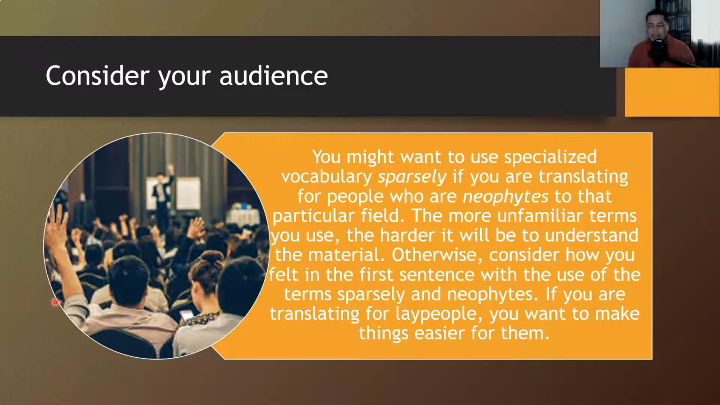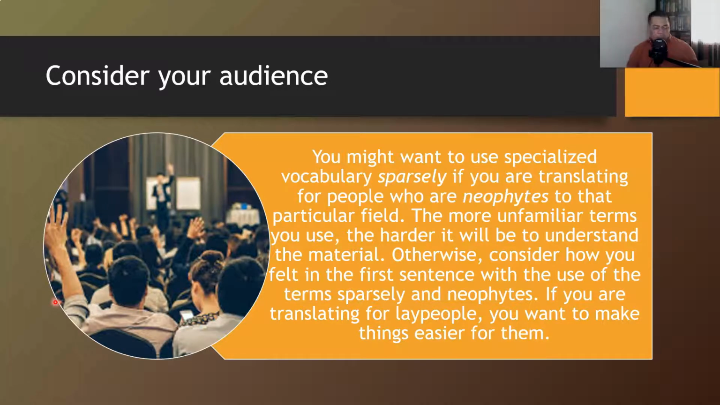Consider this. How did you feel with the use of the terms "sparsely" and "neophytes" in the first sentence? Let me rephrase that. If our audience's vocabulary is not specialized and we keep using these terms, then we are going to create comprehension issues for the people who are our audience, and we don't want to do that.